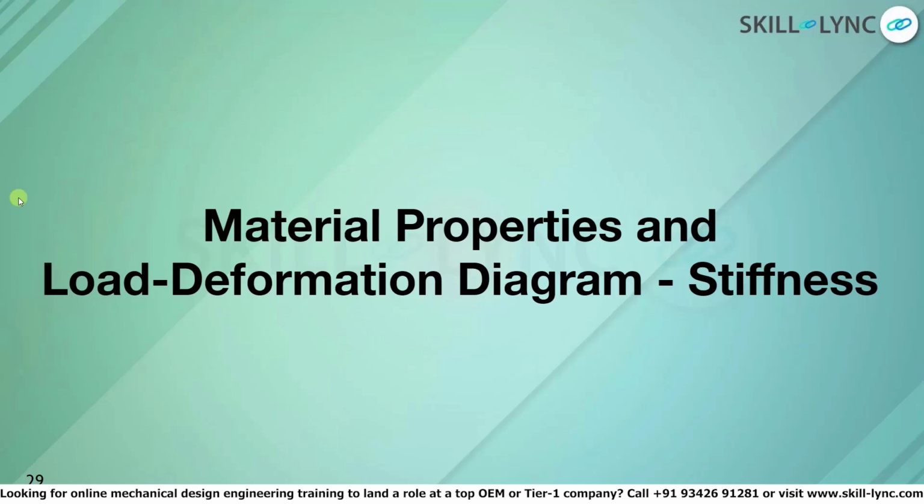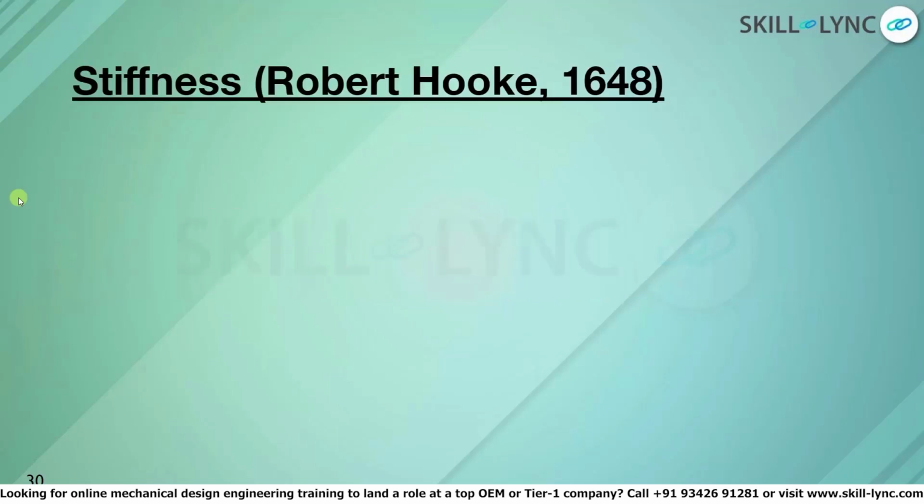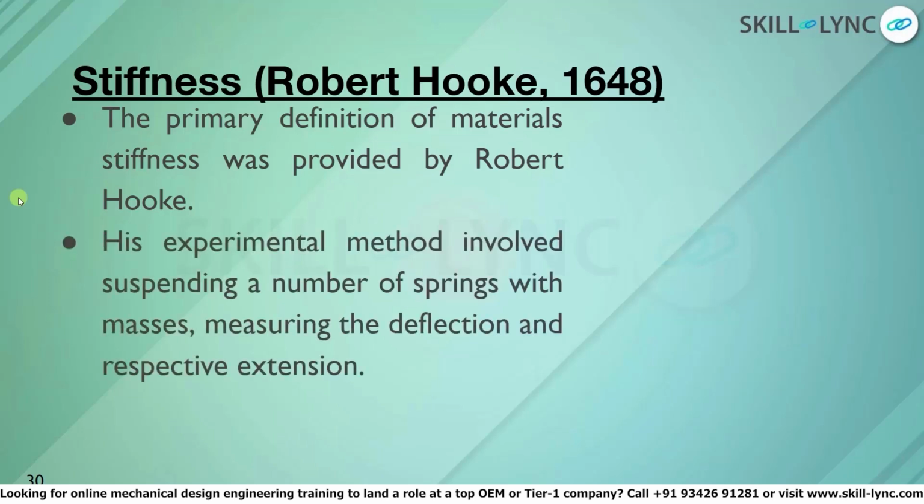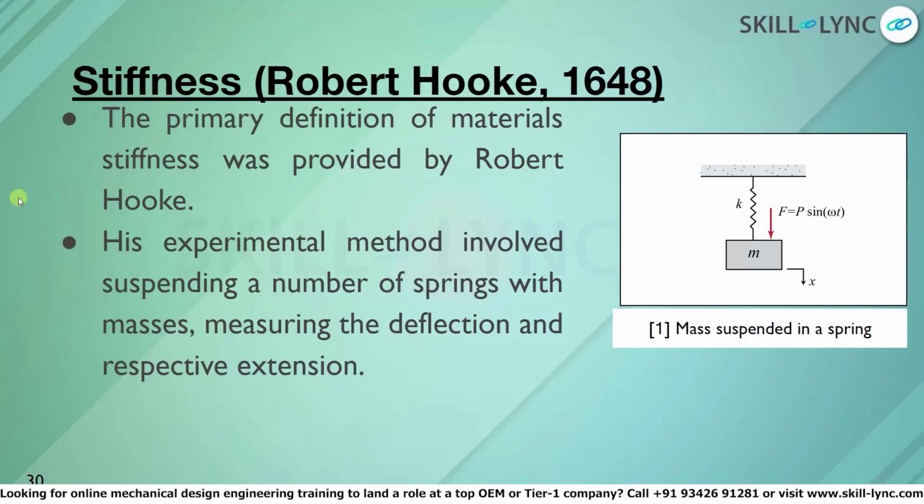First we'll start with the material properties and load deformation diagram, which is basically stiffness. Robert Hooke first introduced stiffness in 1648. The primary definition of material stiffness was provided by Robert Hooke, and his experimental method involved suspending a number of springs with masses, measuring the deflection and respective extension. The diagram you can see on the right side is an example of one of the systems that Robert Hooke presented.